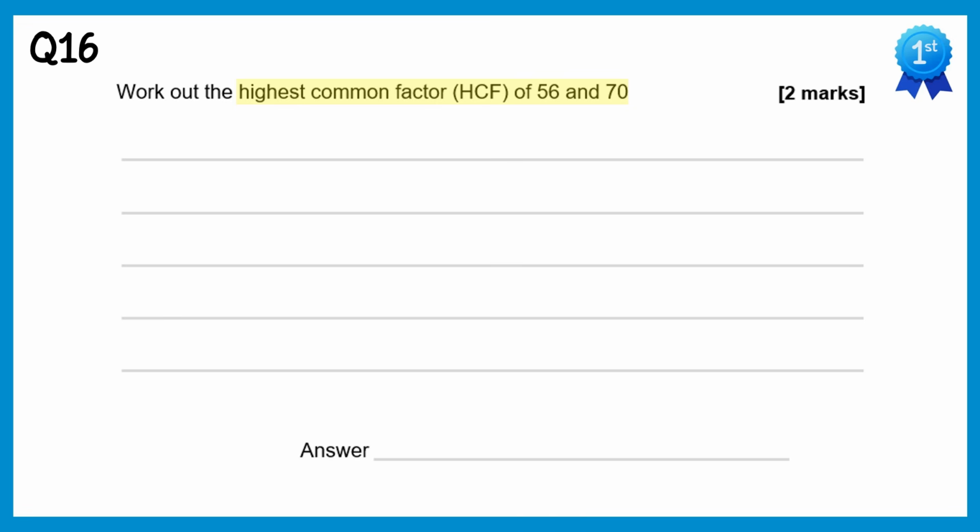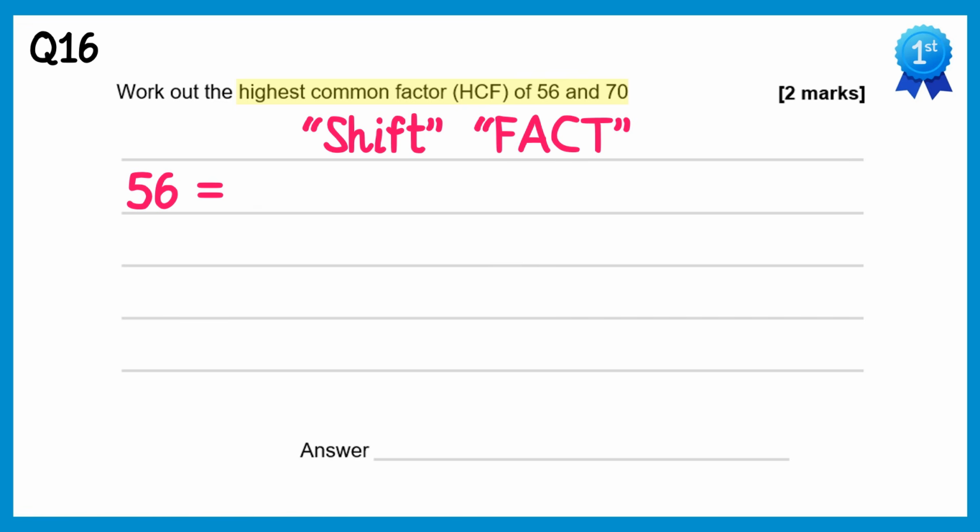Next, we're going to look for the button that says fact, F-A-C-T. On most calculators, you're going to need to press shift first and then the fact button. So shift and then fact. This will probably tell you that 56 equals 2 to the power 3 times 7.